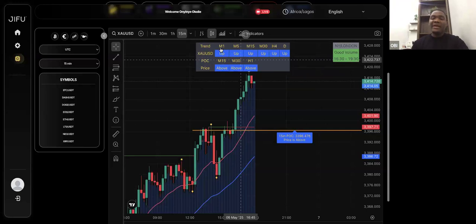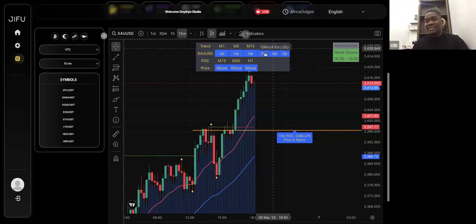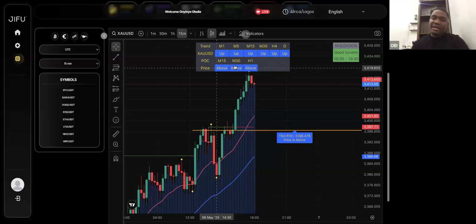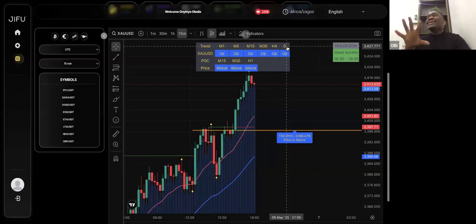On the 1 minute time frame, the market is buying. On the 5 minutes time frame, the market is buying up. On the 15 minutes time frame, the market is buying. On the 30 minutes, buying. On the 4 hour, buying. The 1 hour buying, and on the daily time frame, the market is buying.